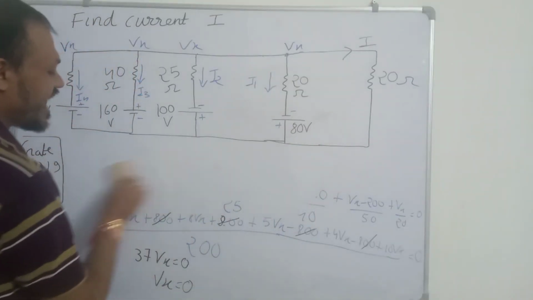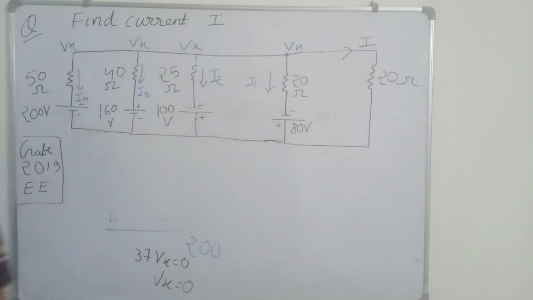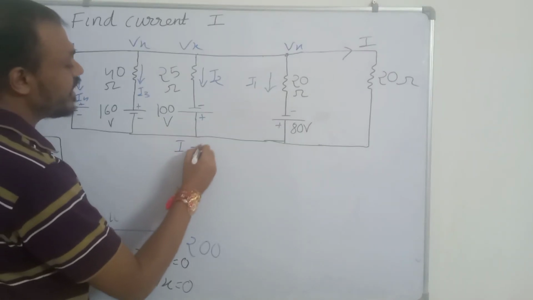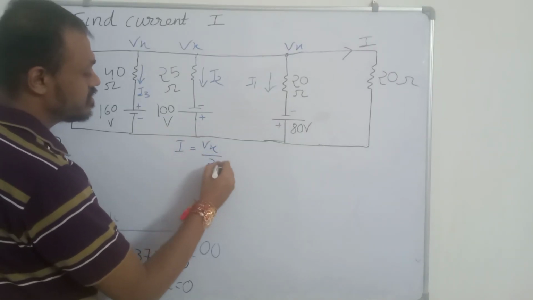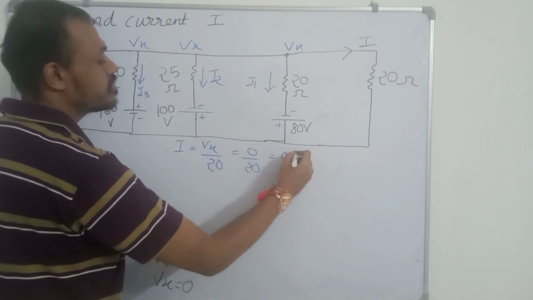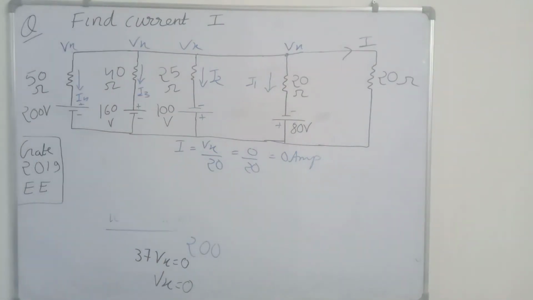So the value of current I is equal to Vx upon 20. So this will be equal to 0 upon 20. So the answer is 0 ampere. So the value of this current I is 0 ampere.